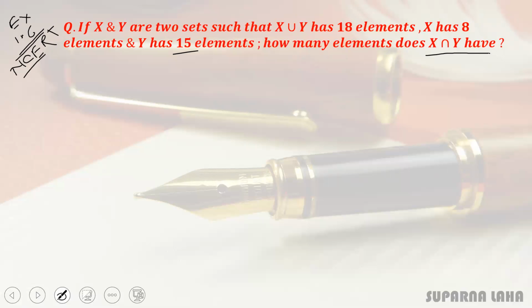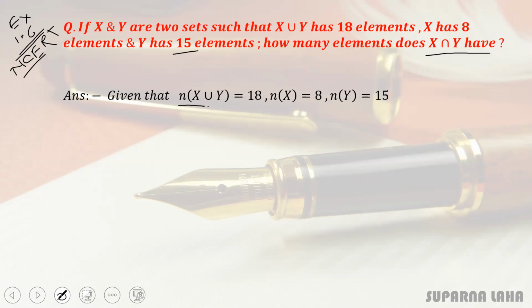Now look at that. The previous one and this problem, both are similar type problems, just their representations are different. So here, what is given to you? That is x union y. The total number of elements in x union y is 18. From here, the number of elements in x is 8 and the number of elements in y is 15. You need to find this x intersection y.